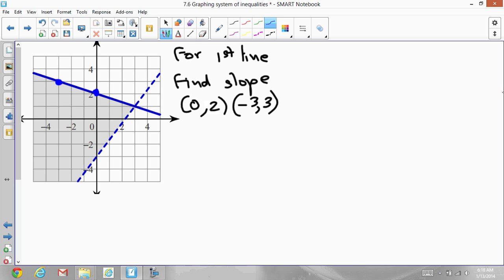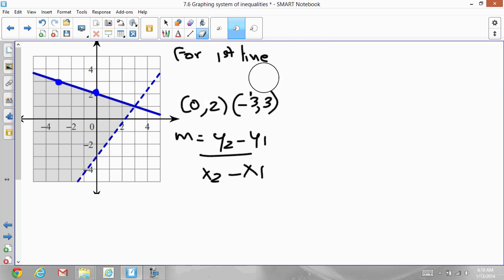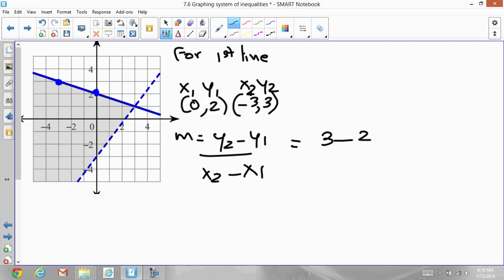Now use these 2 points to find the slope. I'm going to use m equals y2 minus y1 divided by x2 minus x1, and I'm going to label these x1, y1, x2, y2. So I'm going to replace this. This becomes 0 minus 2 divided by -3 minus 0. Simplify this to get 2 over -3, which is -2 over 3.